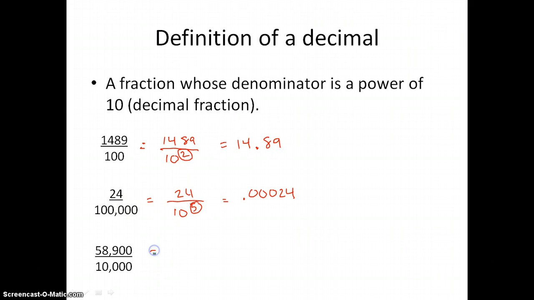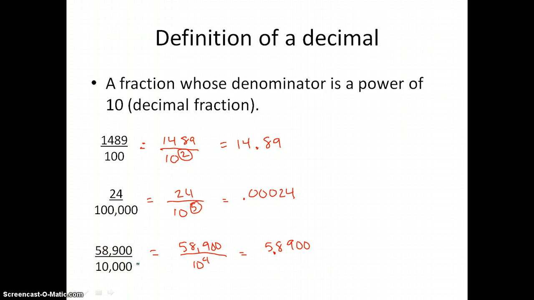All right, let's take a look at the last one, 58,900 over 10,000. 58,900 copies of 1/10,000. 10,000 as a power of 10 is 10 times 10 times 10 times 10, so that's to the 4th power. So in our whole number, 58,900, I move my decimal point over 4 places. So now I have 5 and 89 ten thousandths. Okay, because again, this is 8,900, but it's 89 ten thousandths.